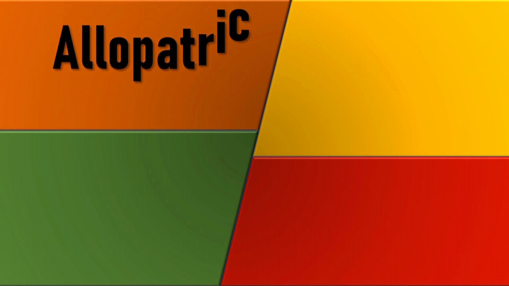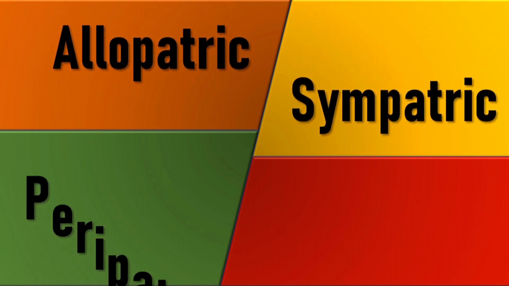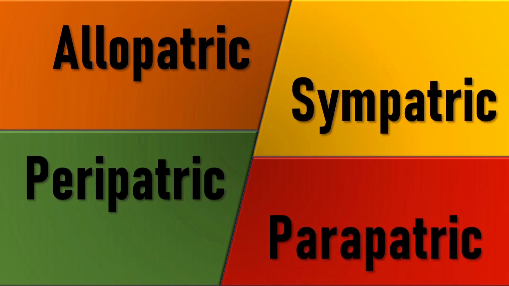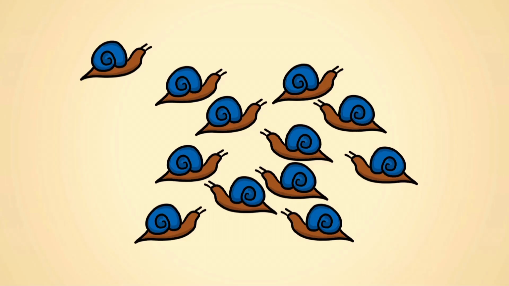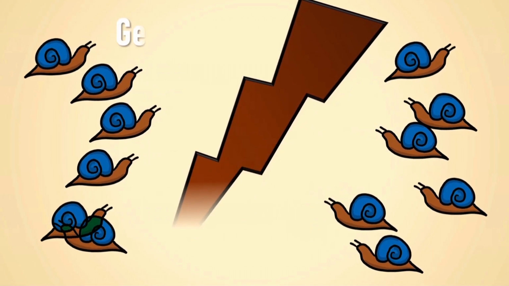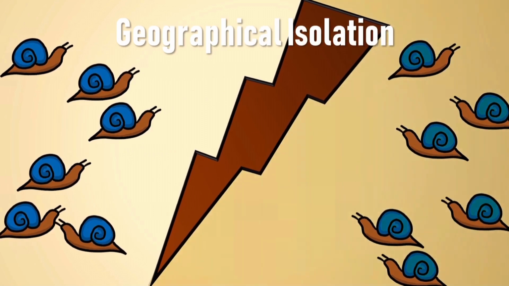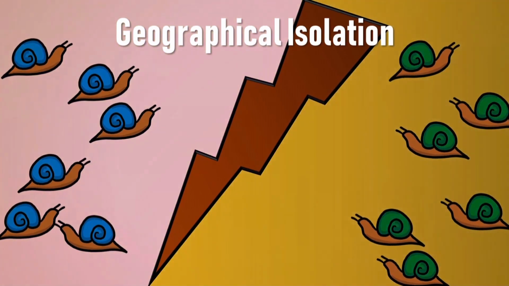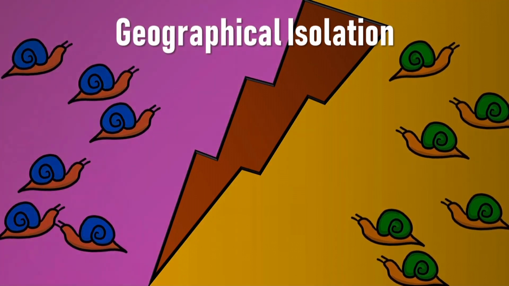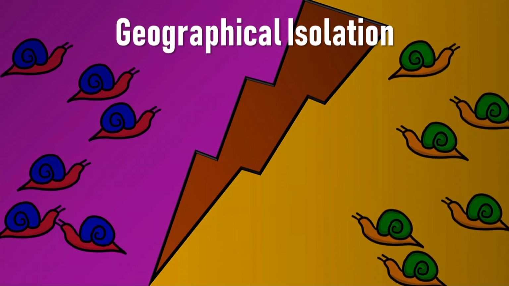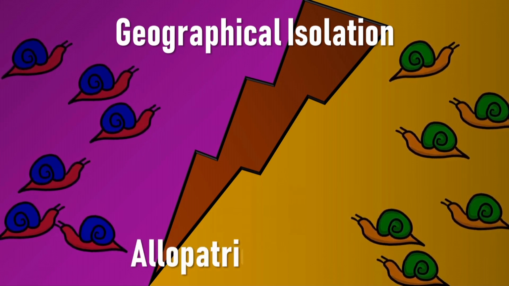Speciation can occur in four ways: allopatric, sympatric, peripatric, and parapatric. Consider a species of snails living together happily. Due to geographical isolation, the population gets divided. Each divided population evolves separately. After a time period, they cannot reproduce together, meaning they have evolved into two separate species. This type of speciation, due to geographical isolation, is called allopatric speciation.